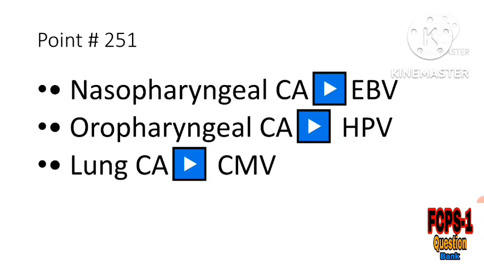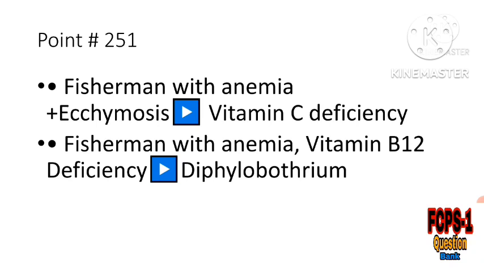Nasopharyngeal carcinoma is caused by Epstein-Barr virus. And oropharyngeal carcinoma is caused by human papilloma virus. And lung carcinoma is caused by cytomegalovirus. Fisherman with anemia and ecchymosis, the most likely cause is vitamin C deficiency.